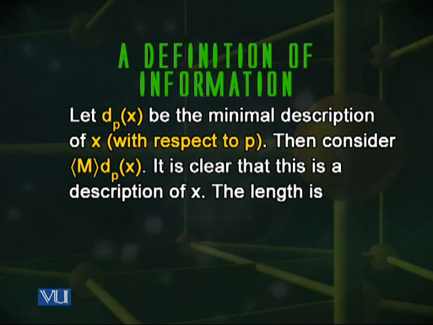M is one given Turing machine that only depends on P. We write down the description of M followed by dp of x. Well, if we send this string, this is a description of x. And therefore, we've been able to describe x in whatever is the length of dp of x, which we call kp of x, plus some universal constant.